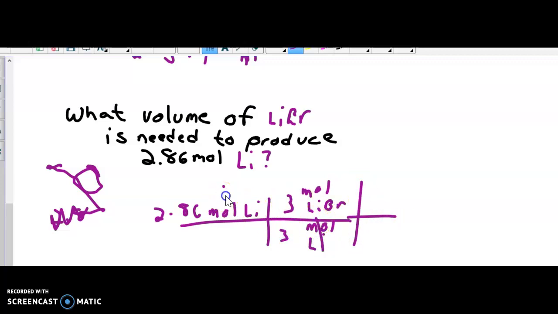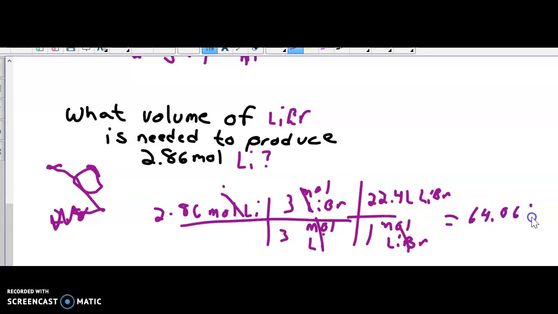However, we want the volume of lithium bromide. So we've got to do moles of lithium bromide on the bottom to get rid of it. And we know that in every 1 mole, there are 22.4 liters. That's our conversion factor. That's what it wants us to be in. So we got 2.86 times 3 times 22.4 divided by 3. So we get 64.06 liters of lithium bromide.